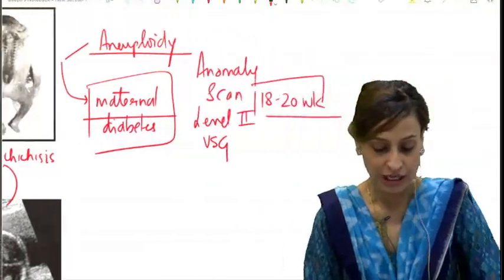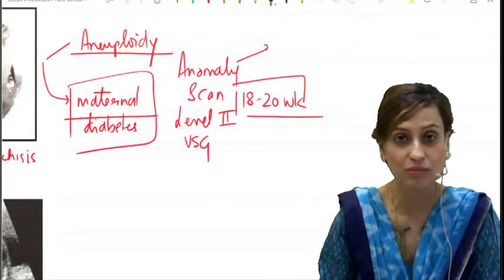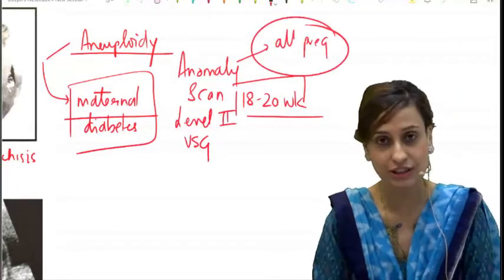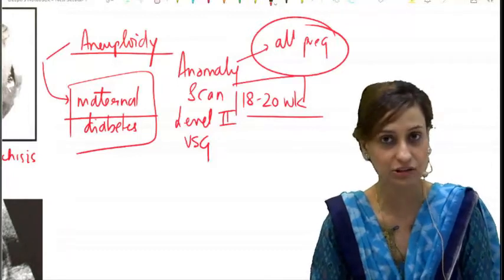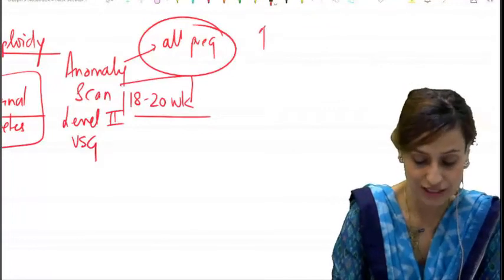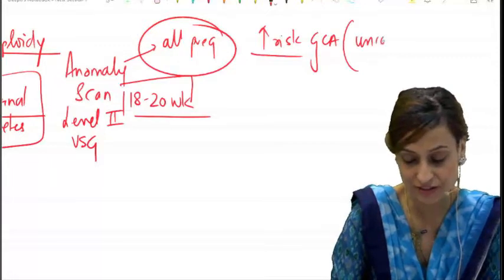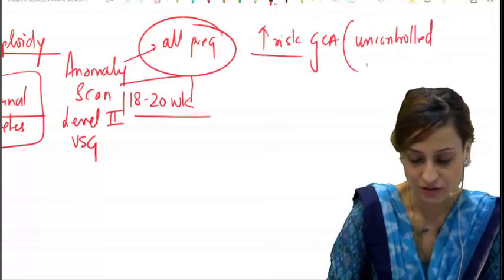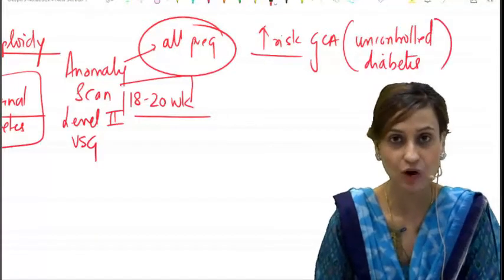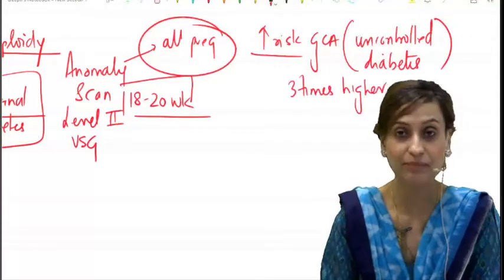Okay. Now, this is going to pick up the gross congenital anomalies, and please remember that the anomaly scan should be done for all pregnant women, right? So it's not just done in diabetes, it should be done for all pregnant women, right? Now, when you talk about diabetes, yes, they have an increased risk of gross congenital anomalies, especially if the diabetes is uncontrolled, right? So in uncontrolled diabetes, they have a higher risk of gross congenital anomalies. The risk is 3 times higher, okay, as compared to non-diabetic women.